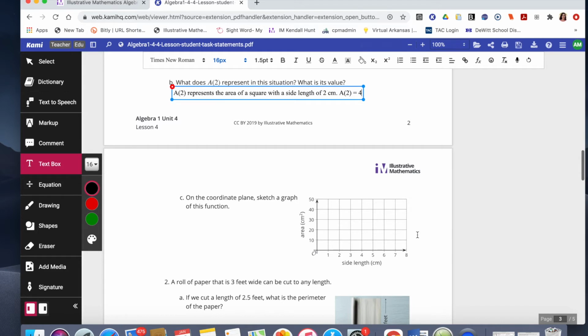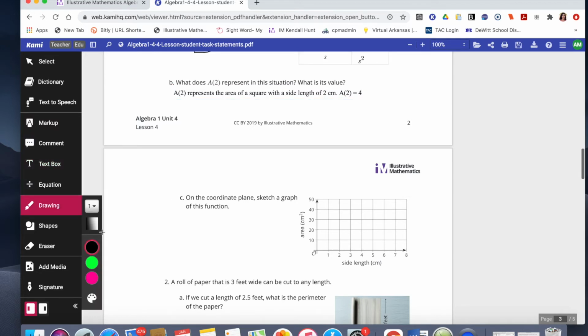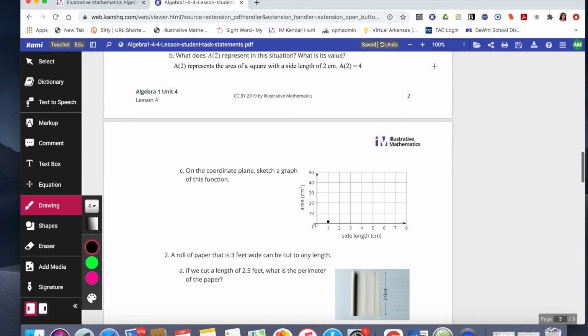Okay, on C, on the coordinate plane, sketch a graph of this function. So we're going to plot points on this. I may make this a little bit thicker so it's easier to see. So when the side length is 1, the area is 1, so it would be very, very low. When the side length is 2, the area is 4. So let's see if I can zoom in.